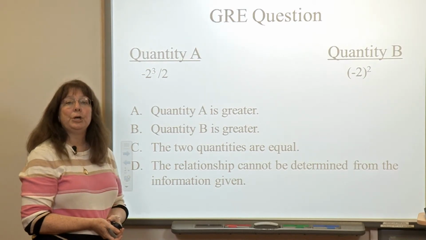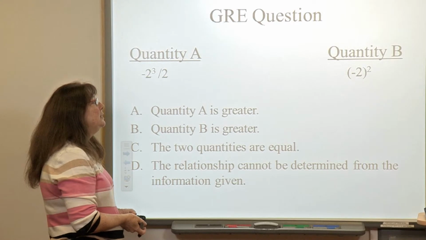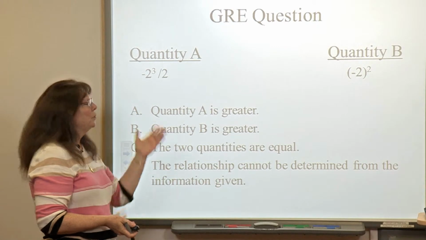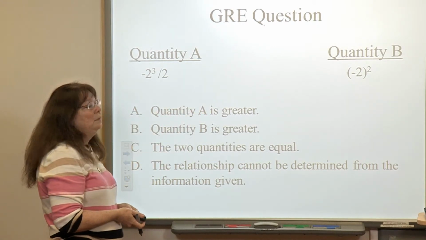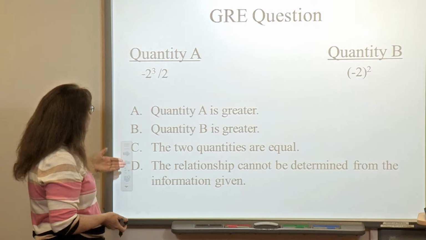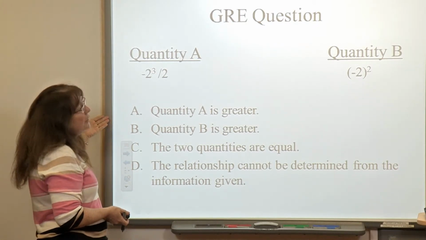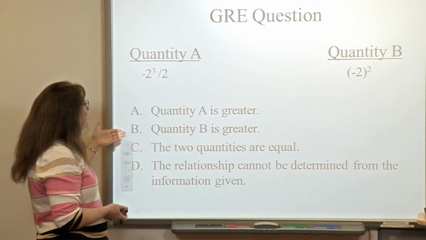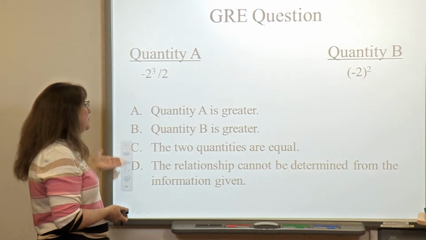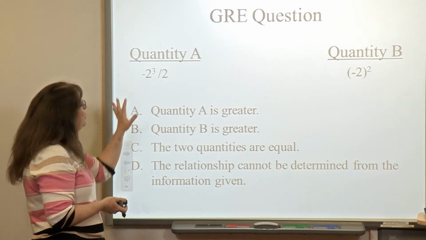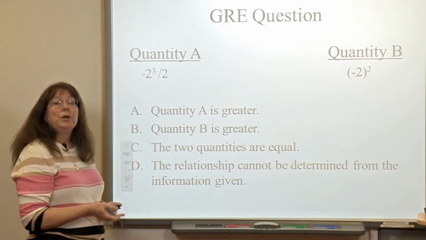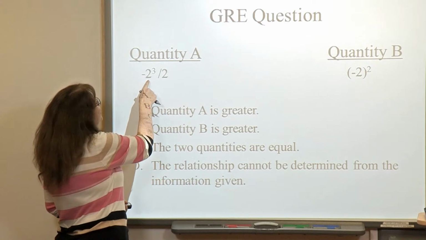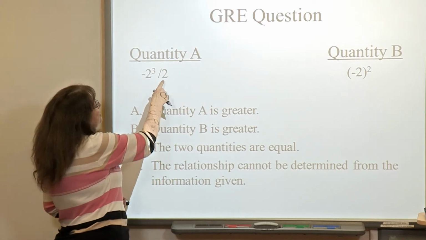So here's an example of a GRE question that would use these powers. One of the types of questions we have is quantitative comparison. They're going to give you two columns, quantity A and quantity B, and they're going to have you determine if the two quantities are going to be larger, the same, or you can't determine it. Quantity A is greater, quantity B is greater, the two answers are equal, or the relationship cannot be determined. So I want to evaluate what I have first. And here's where remembering what happens with that negative out front is important. I have a negative with a 2 cubed, and it's being divided by 2.